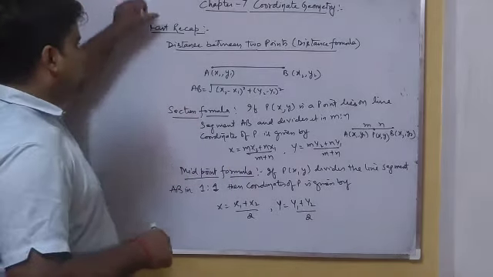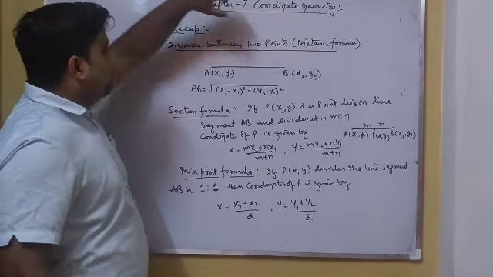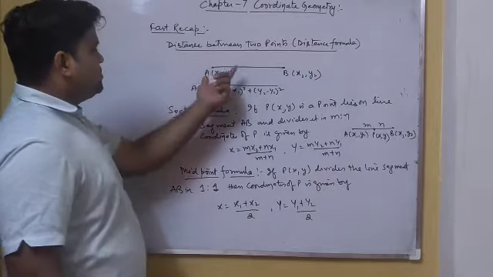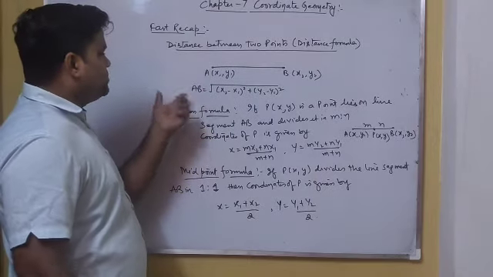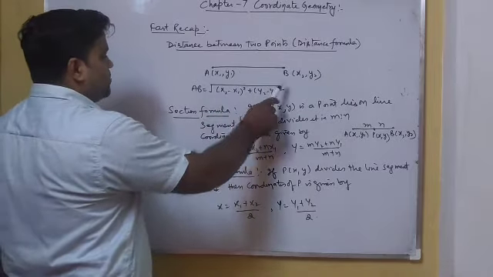Now let us come to a fast recap of some previous concepts of this chapter. The distance between 2 points is called the distance formula. We know that the distance between 2 points A and B is given by AB equal to under root (x2 minus x1) whole square plus (y2 minus y1) whole square.